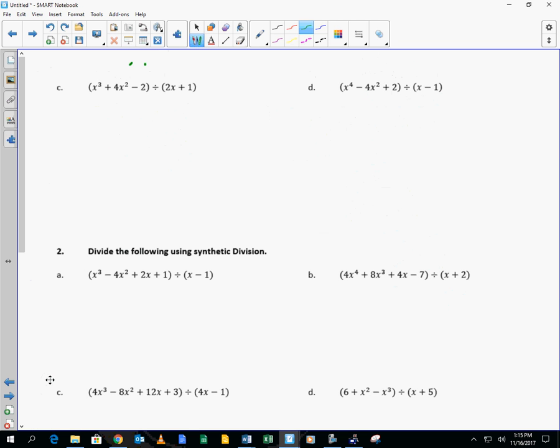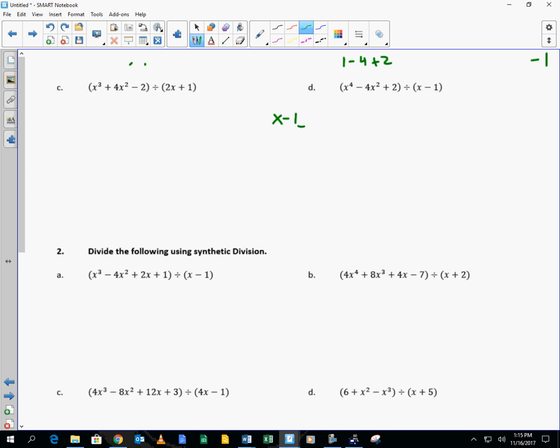As you look at letter D, we're going to skip letter C and go to letter D. What would you plug in to make 0 for the divisor? If you plug in 1, you get 1 minus 4 plus 2. What's 1 minus 4 plus 2? Negative 1, right? We got a negative 1. So that means that when I divide this, I should come up with negative 1 as a remainder. We can tell ahead of time. Let's see if it works out.